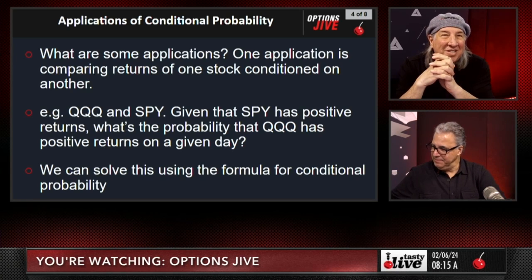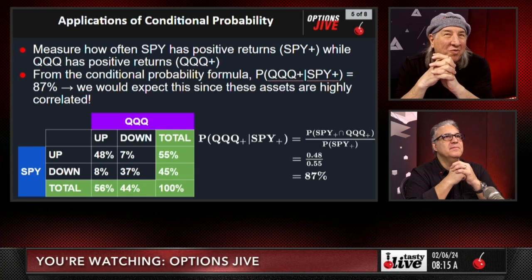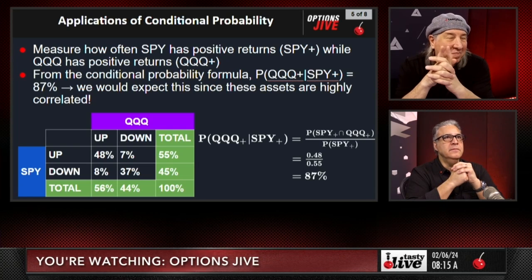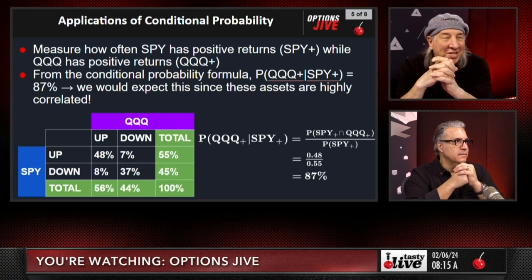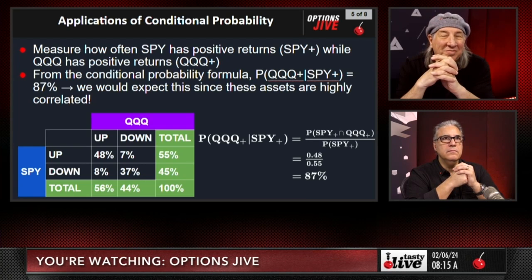Next slide, please. So first we measure how often the SPY has positive returns while the Q has positive returns. And from a conditional probability formula, where we basically take the formula that we showed you on the last page, it would equal about 87% of the time. So 87% of the time when the Qs are up, the SPYs are up. We would expect this since these assets are highly correlated. All right. And so for us, this makes total sense. I don't think there's anybody listening to this that would say, that's a ridiculous number. Sure. 87% of the time when the Qs are up, the SPYs are up. Let's go to the next slide.